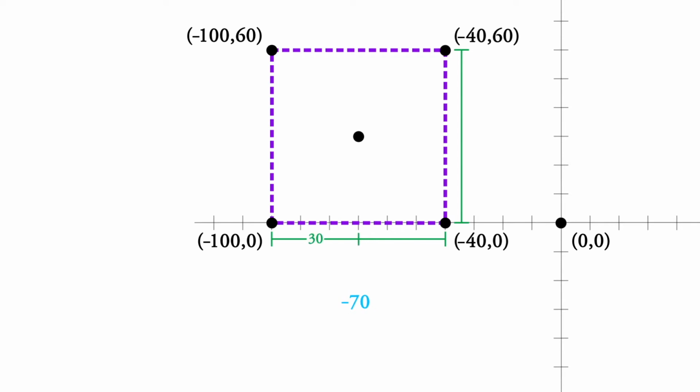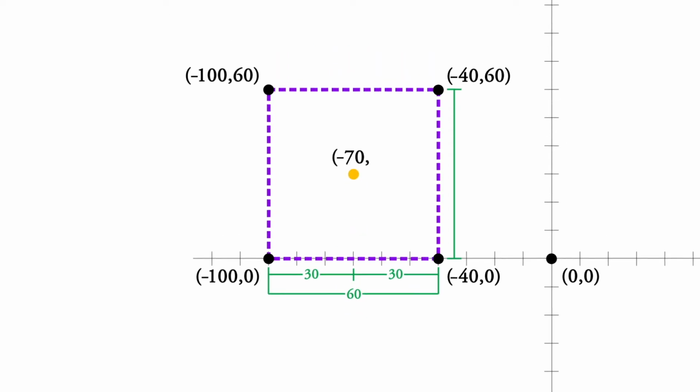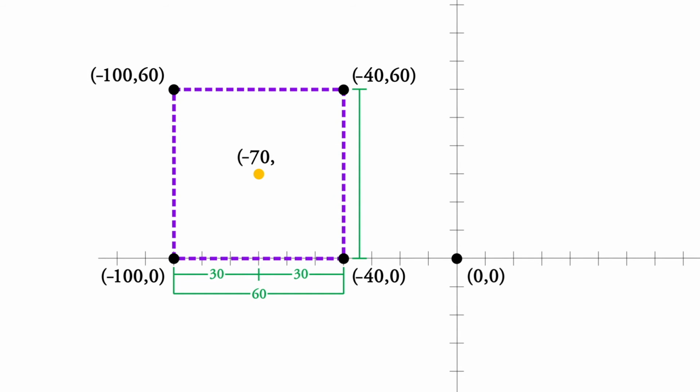But we have 30 here, and we have 30 here because we have 60 total. So this is going to be at negative 70 for its x. And then if we look over here, this goes between 0 and 60, so that midpoint is going to be 30 up from the x-axis. So it'll be negative 70, 30.